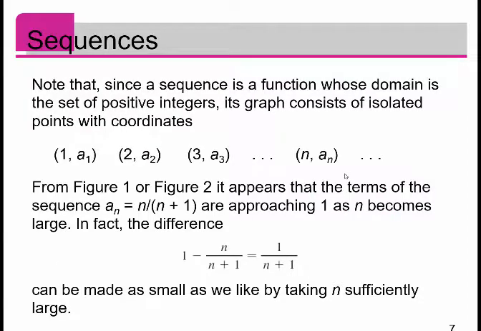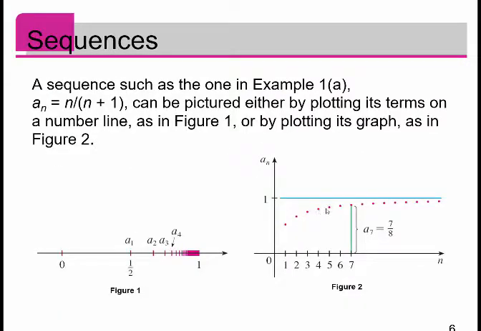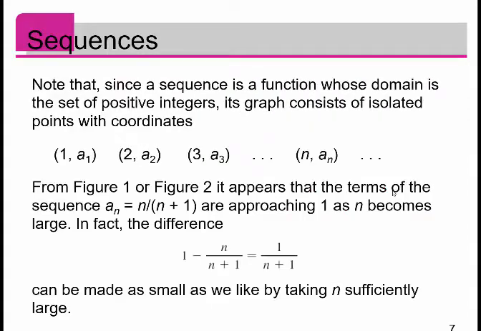All right, so note that since the sequence is a function whose domain is the set of positive integers, its graph consists of isolated points with the following coordinates: (1, a sub 1), (2, a sub 2), and so on. You can see them right here, isolated coordinates. From figure 1 or figure 2, it appears that the terms of this sequence, a sub n equals n divided by n plus 1, are approaching 1 as n becomes large.